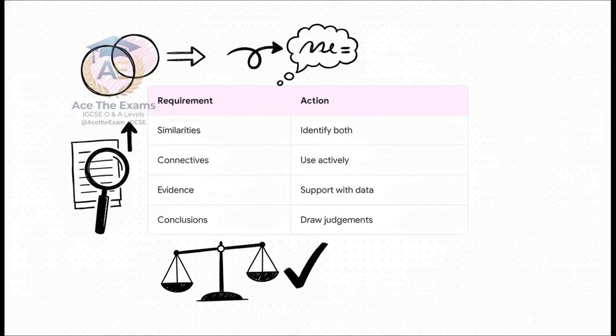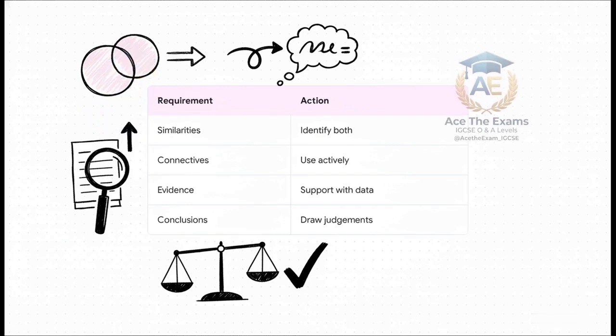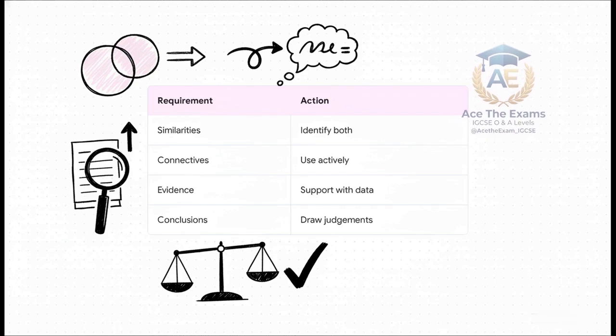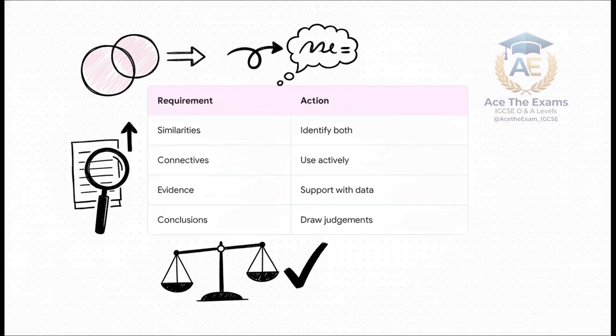Pillar 2 is the paragraph balance formula. You must actively use comparative connectives like whereas and conversely, and support every single claim with hard data and evidence from the text to keep your paragraphs perfectly balanced between theory and application. And Pillar 3 is the last 5 minutes review checklist. This is where you secure your conclusions.